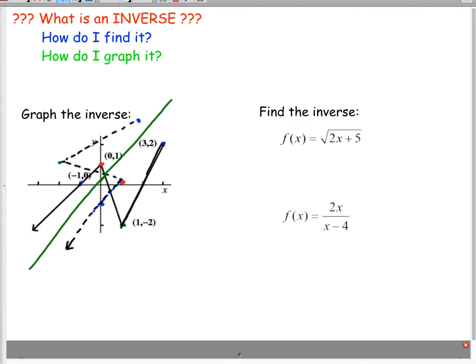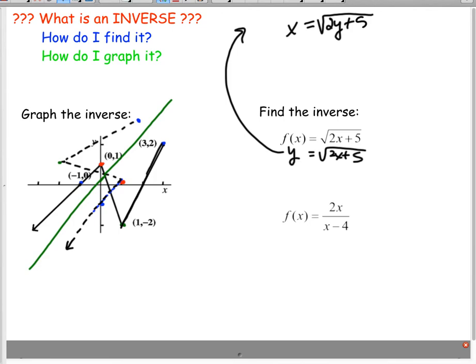Finding the inverses algebraically is a little bit easier. So I'm going to look at this first one. This says y equals the square root of 2x plus 5. F of x is really y. It's function notation. So what I'm going to do to find the inverse is switch the x and the y. So now it becomes x equals the square root of 2y plus 5. That's what the inverse does. It exchanges the x and y, the domain and the range, the input and the output.